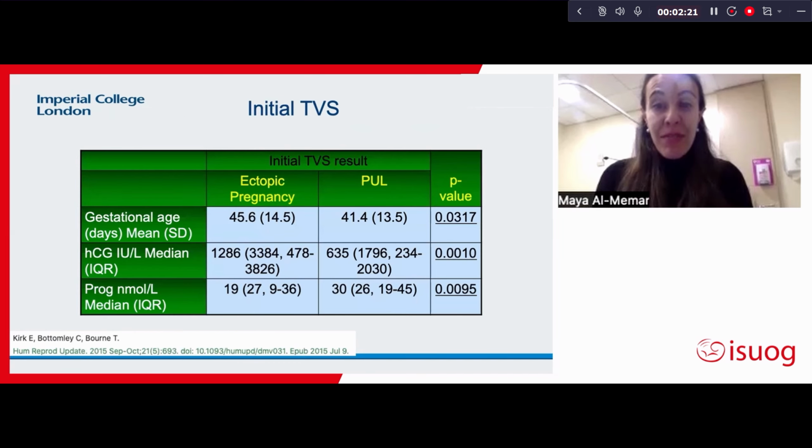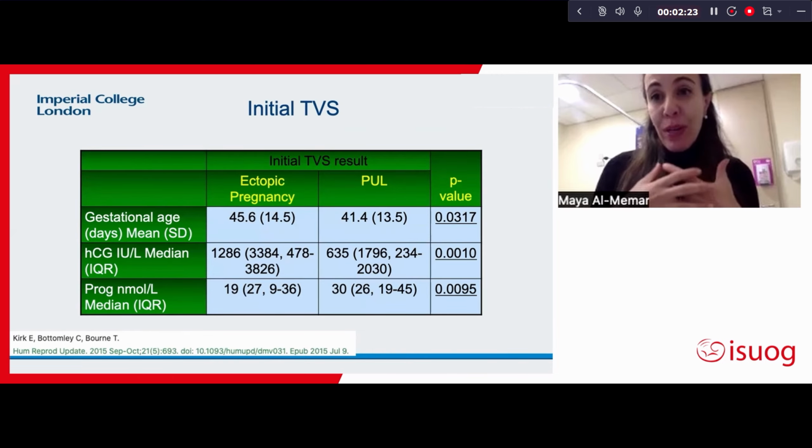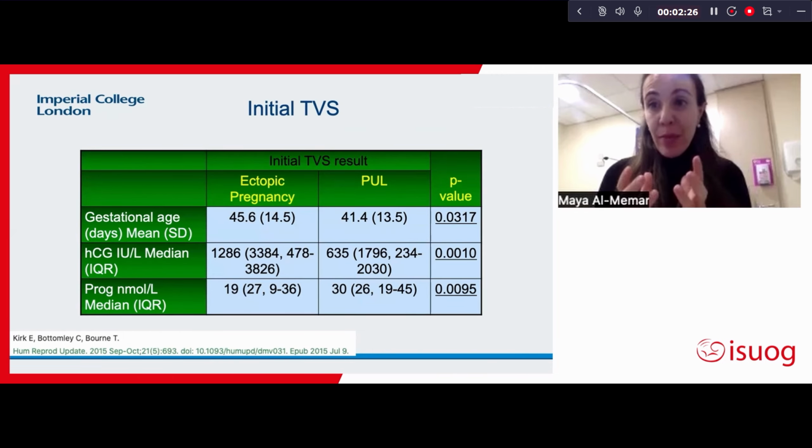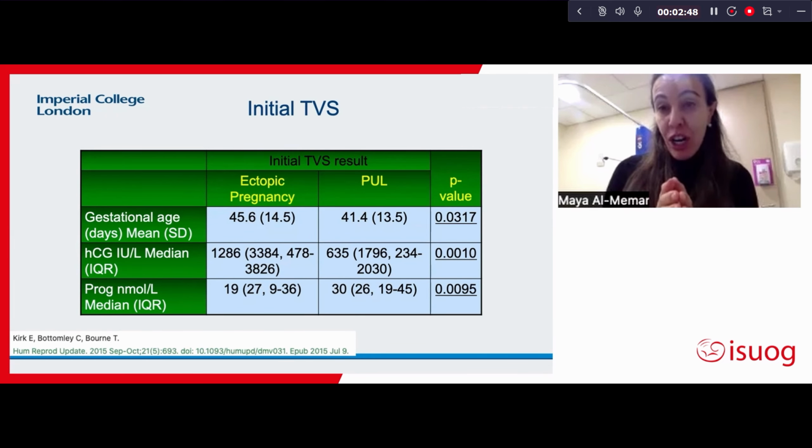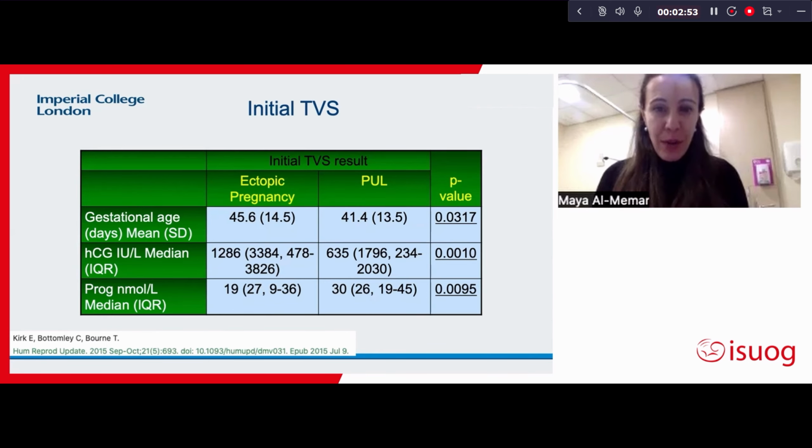Well, when we look at this very useful data, we know that when we do an initial ultrasound scan and we're not able to visualize an intrauterine pregnancy, nor are we able to find an extrauterine pregnancy, we name this pregnancy of unknown location. And women are offered serial hormonal measurements looking at the serum beta HCG and progesterone at the time of PUL triage, and then repeated at 48 hours. And based on that, we will assign risk of a future ectopic pregnancy.